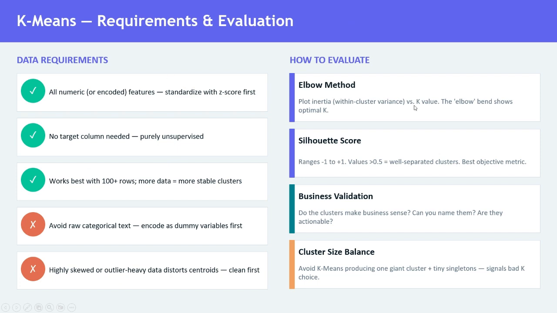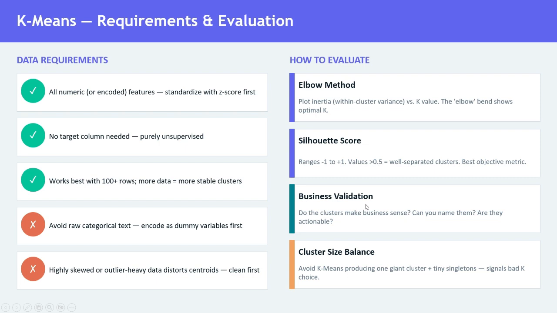Right? How to evaluate? Okay, so there's the elbow method and the silhouette method. This can help us determine how many bins should exist given the data. So plot inertia, the cluster variance, versus K value. The elbow bend shows optimal K. And silhouette score ranges from -1 to +1. Values greater than 0.5 are well separated clusters and the best objective metric. So we want values greater than 0.5 to have well separated clusters. If we have less than this, then the clusters are kind of blending together.